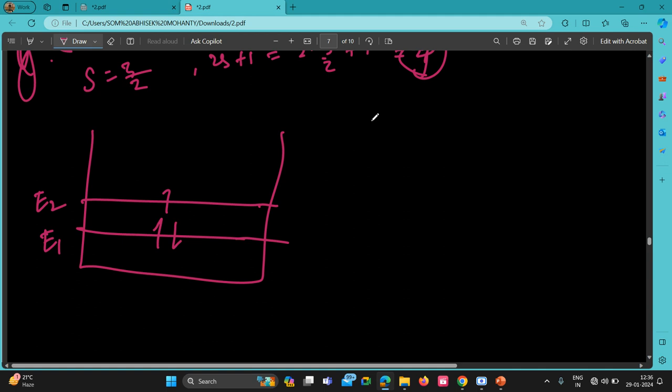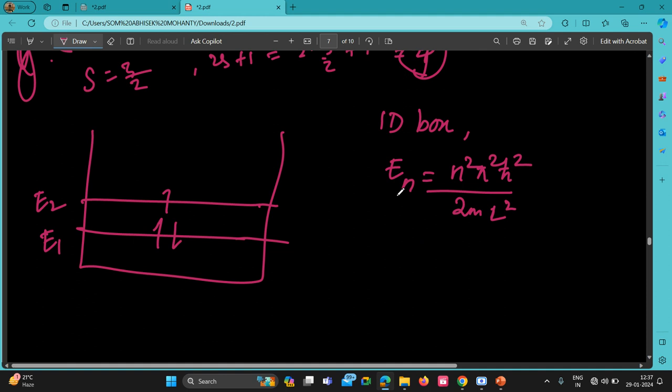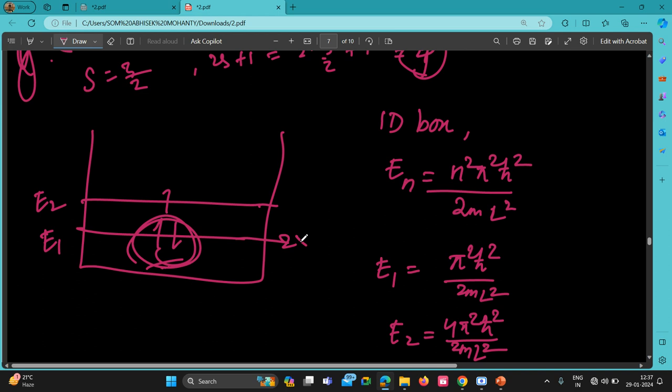We know for a 1D box, the energy is En equal to n square pi square h cut square by 2 m L square. For the first state it is 1 square, that is pi square h cut square by 2 m L square. For the second state it is 4 pi square h cut square by 2 m L square. Two particles are in the first state, so 2 into E1, and only 1 in the second, so 1 into E2.